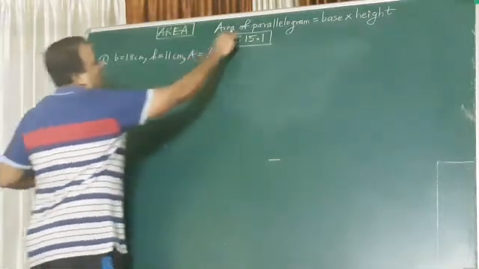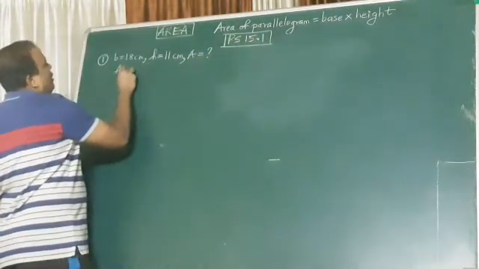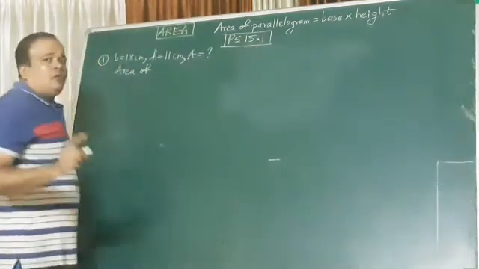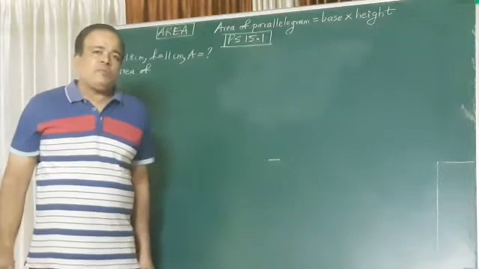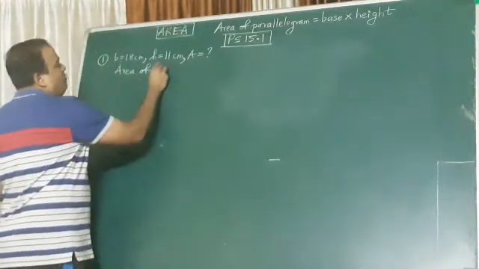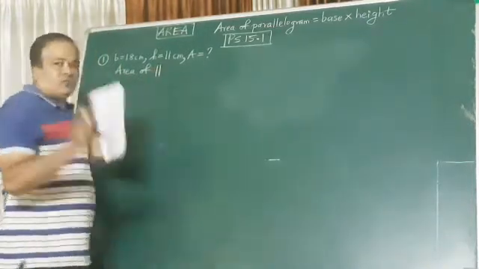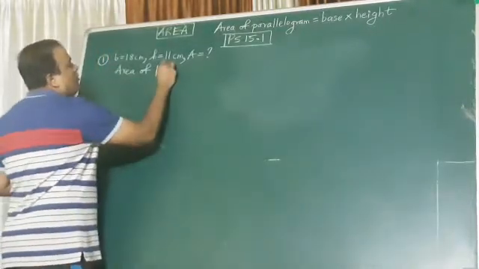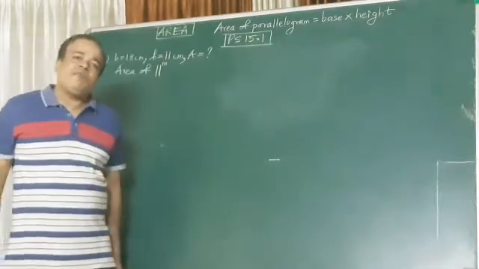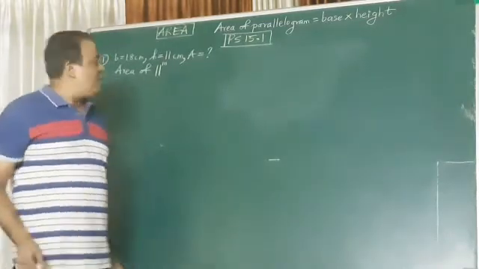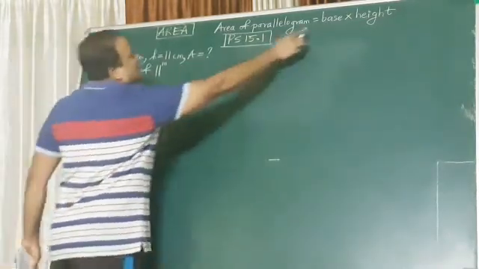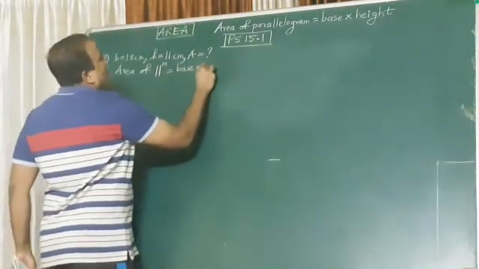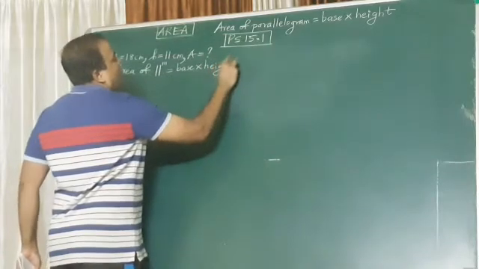So I'll write the formula. Area of parallelogram. Now you have a short form of writing parallelogram. You put the sign for parallel, two standing lines, and then write a small m on the top. That is the short form for writing parallelogram, so that will save our time. So area of parallelogram is base into height.